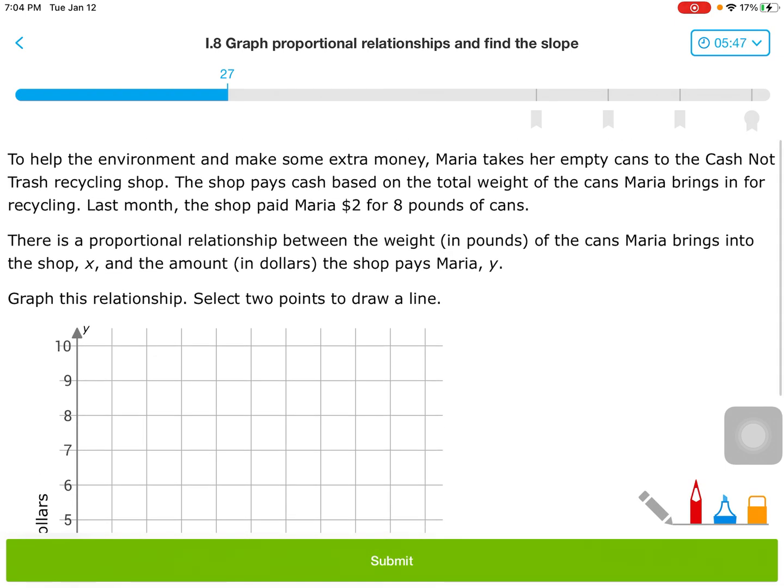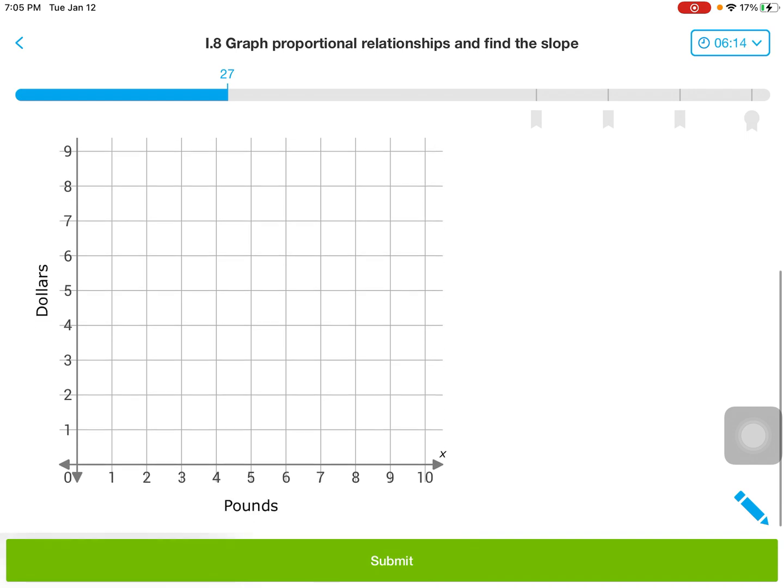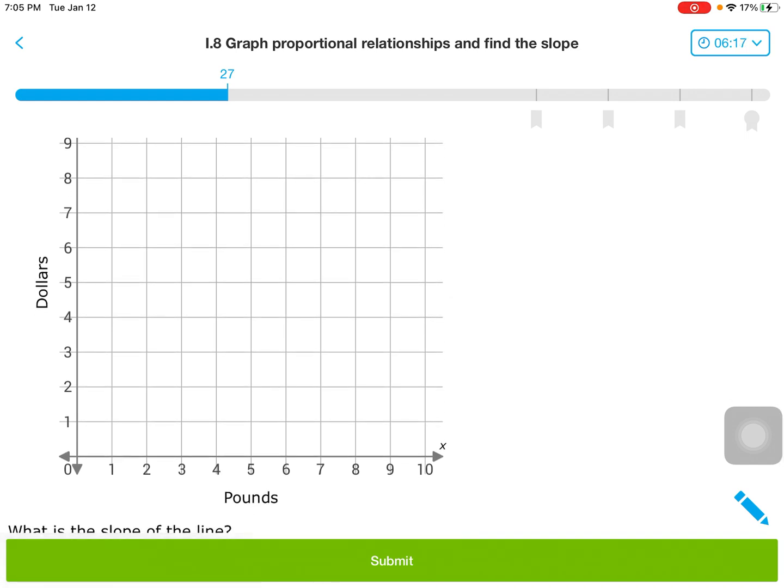So here we have, to help the environment and make some extra money, Maria takes her empty cans to the Cash Not Trash recycling shop. The shop pays cash based on the total weight of the cans Maria brings in for recycling. Last month, the shop paid Maria $2 for 8 pounds. So if I go up here, she has earned $2, so dollars is over here. So $2 for, I have to move it over, for 8 pounds.